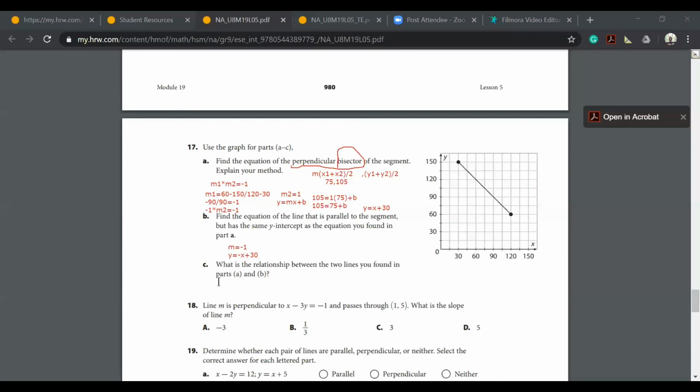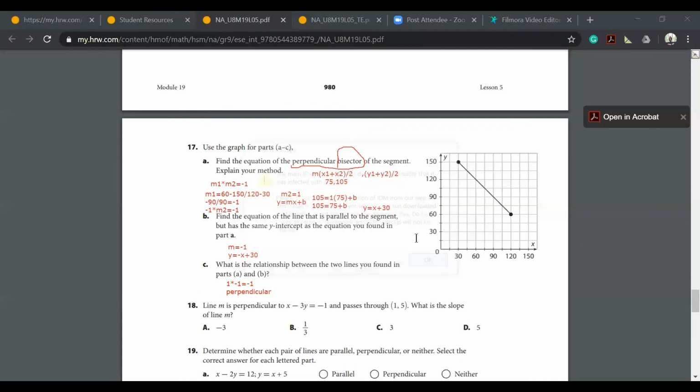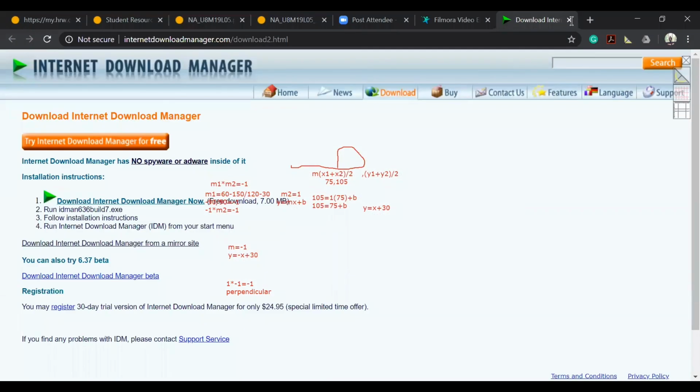Let's try to multiply these two m's together. 1 multiplied by -1, the answer is -1. So remember, when I multiply two slopes together and the answer is -1, it means that these two lines are perpendicular. So actually, what I discovered here is that these two lines that I got their equations for are actually perpendicular because their slopes are opposite reciprocals of each other.